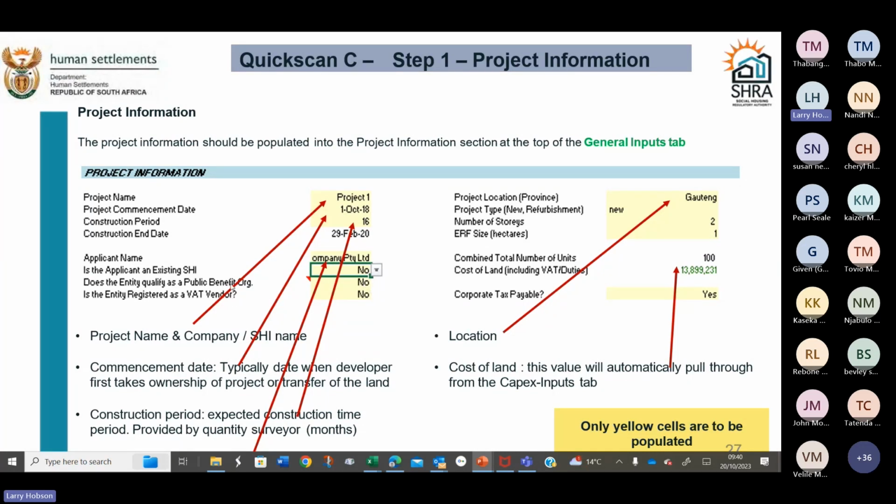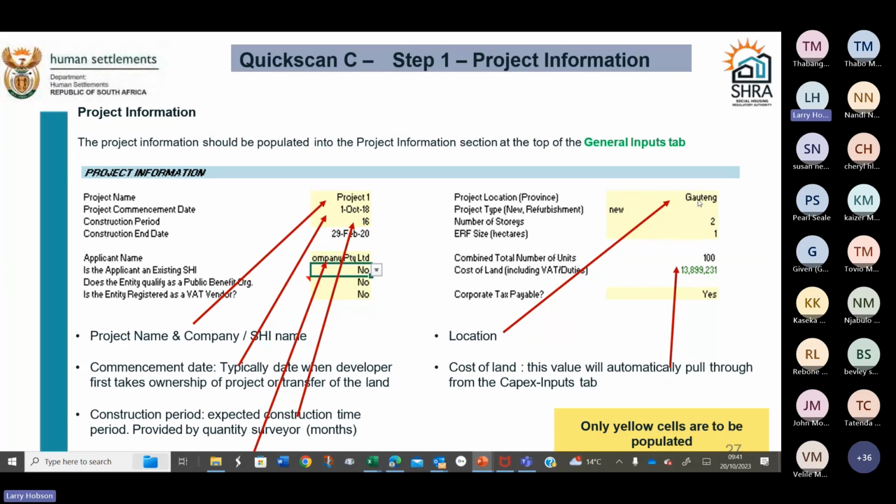Being an old style Section 21 company or not-for-profit company does not entitle you to be a public benefit organization. It's not automatic. You have to do the public benefit organization application separately. Is the entity a VAT vendor? Yes or no? So you answer those questions.